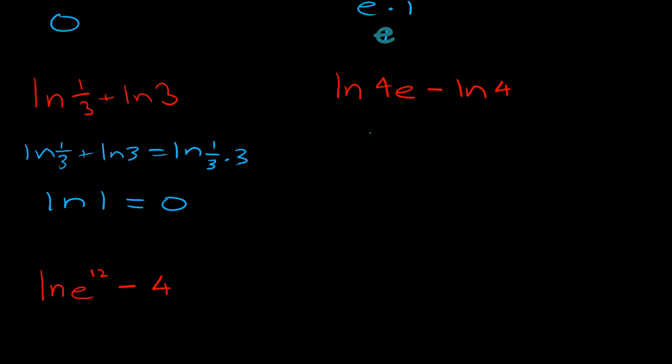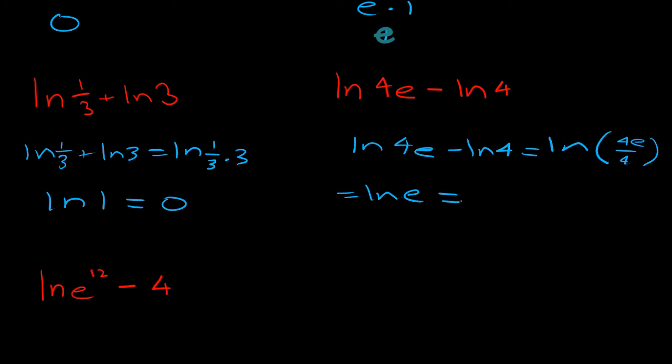ln 4e minus ln 4. Well, we can use our quotient property. ln 4e minus ln 4 is equal to ln of 4e over 4, which is just ln e. And this is equal to 1.